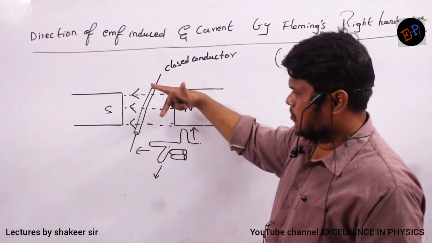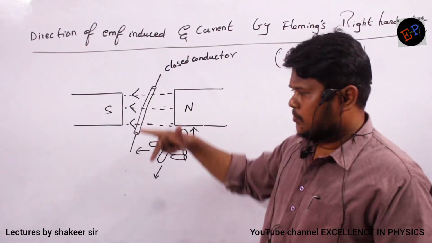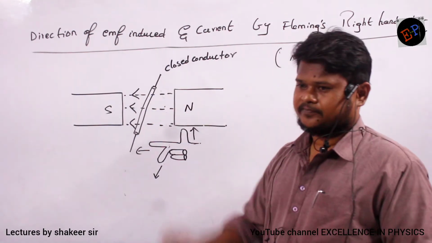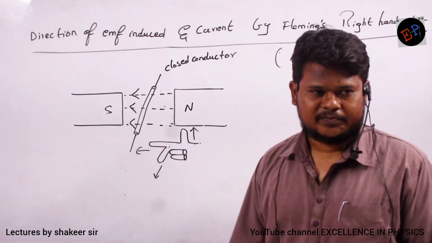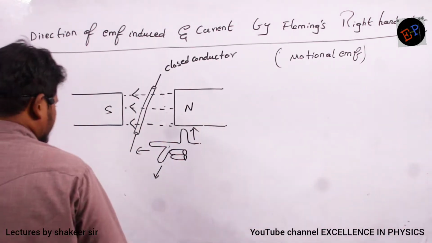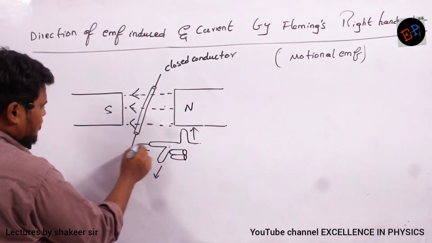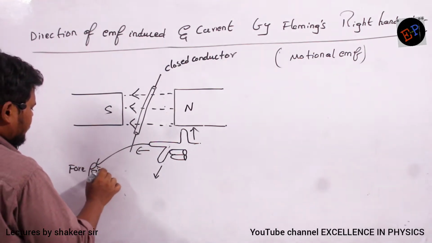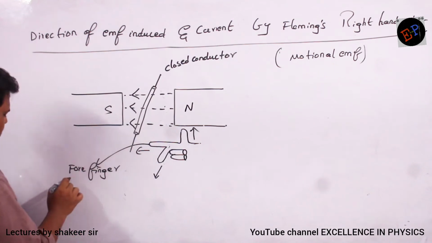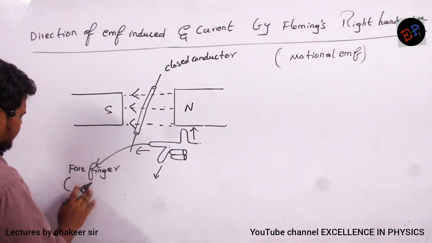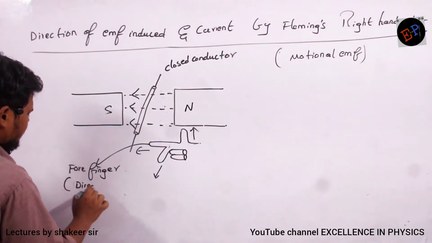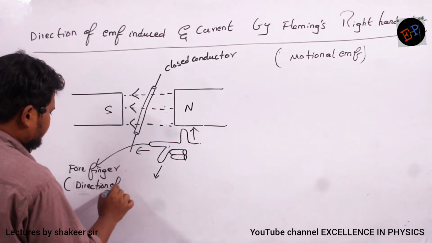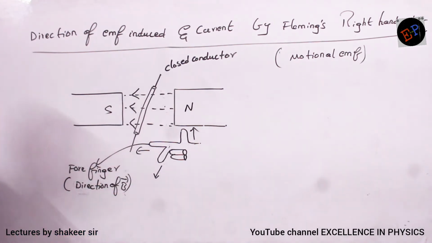Then what does middle finger indicate? Middle finger indicates the direction of current. That's it, very simple. Are you able to understand now? So therefore, forefinger indicates what? This is forefinger. Forefinger indicates direction of B dash. Clear now?